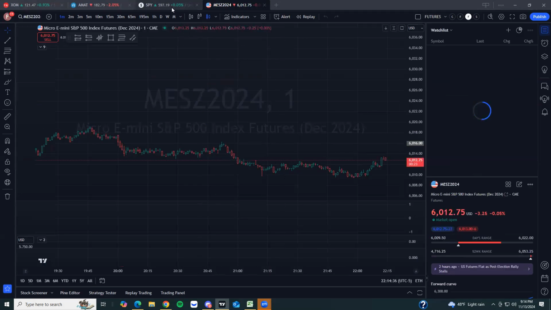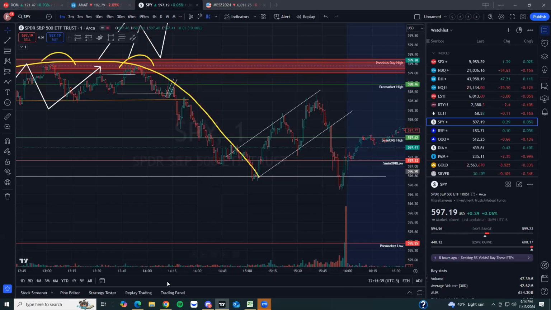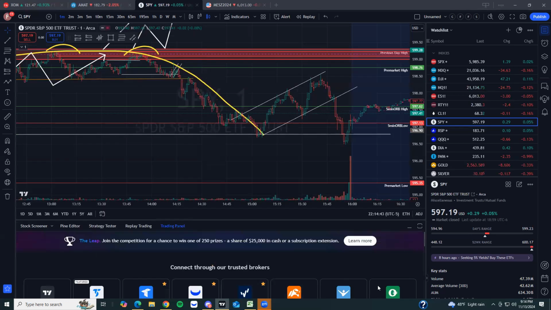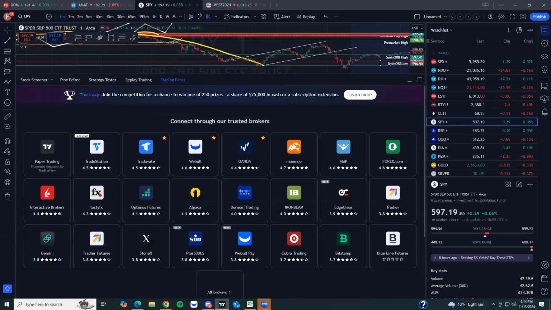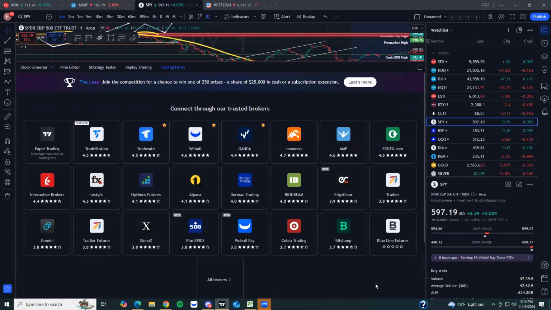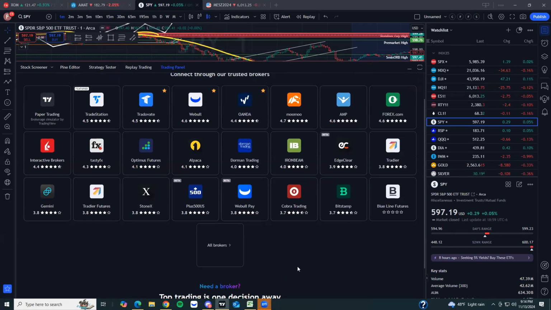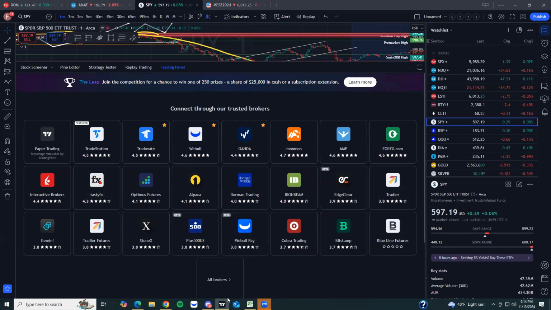But what platforms can link to TradingView? I'm sorry if I'm not being clear. If you have TradingView, you can go down here, open trading panel. If you scroll it up, these are everybody. The most common ones are listed here.